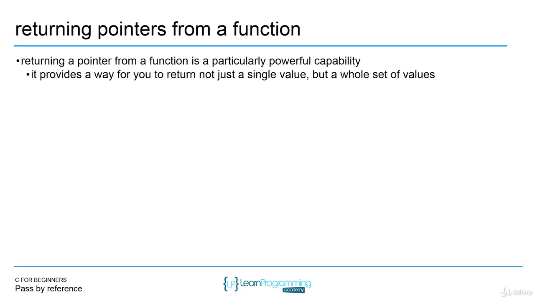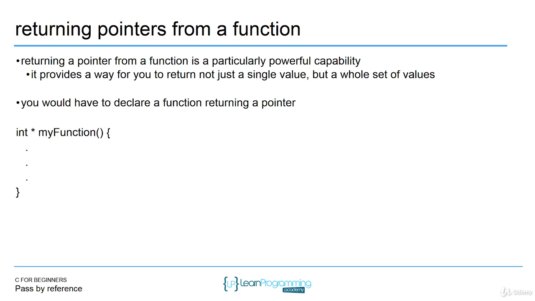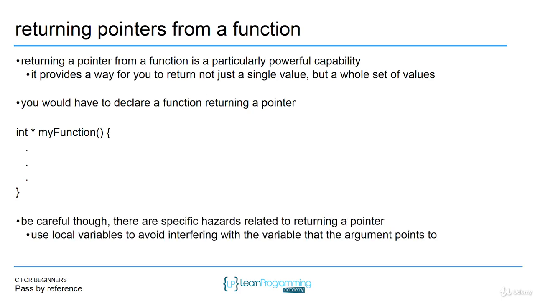So we know how to pass pointers to functions. Now we want to talk about returning pointers. You have to declare a function returning a pointer, so the function declaration has to match up. It's very easy to do that. You just use the asterisk when you declare or define the function, and have the return type be the type of what that pointer is pointing to.